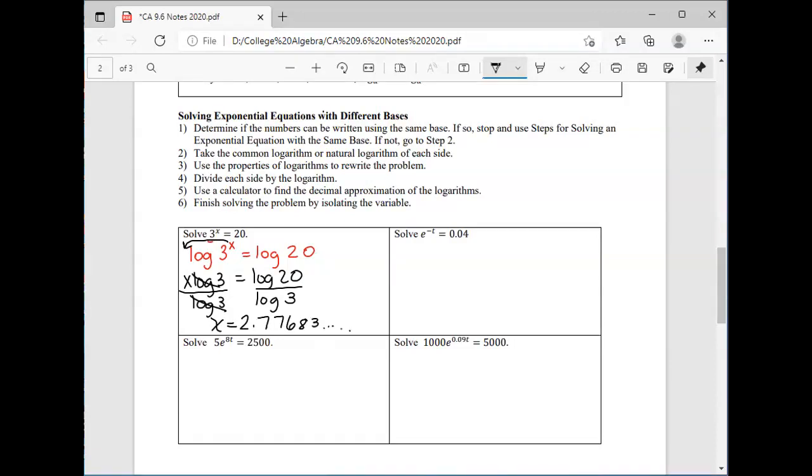It kind of depends on what it's asking you to round to. If we typed in our calculator just to check and see if we got this close, if I say 3 raised to the 2.77683, because that's what it's saying here, it should be close to 20. Mine is telling me that it is 21.129. So it depends on where you're rounding, I guess.